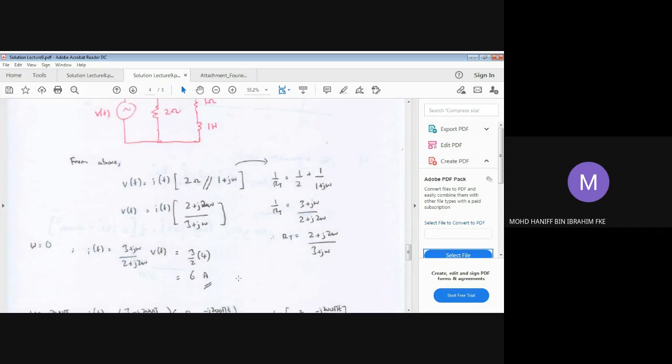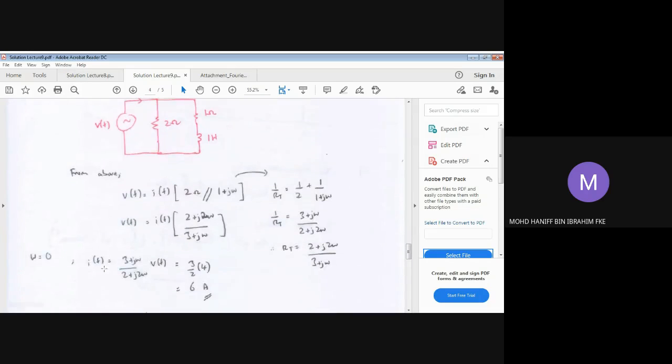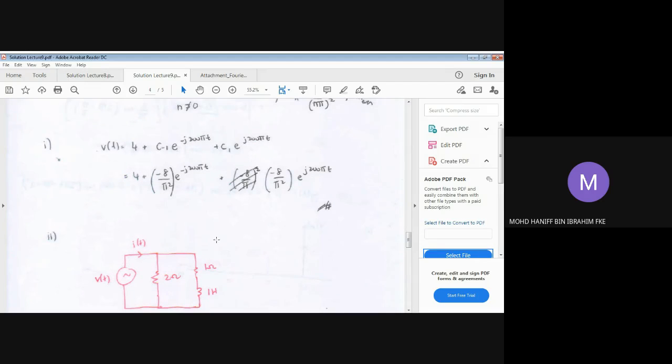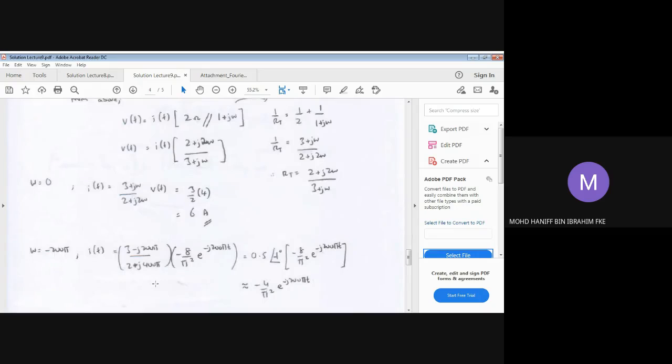From this equation, as we have learned before, we need to substitute the frequency components with respect to the input value. So we have 3 inputs now. We have omega equal to 0, and these frequencies. For 0 frequency, we get 3 over 2 times 4, because omega will be 0, so we simply have 6 ampere for 0 frequency.